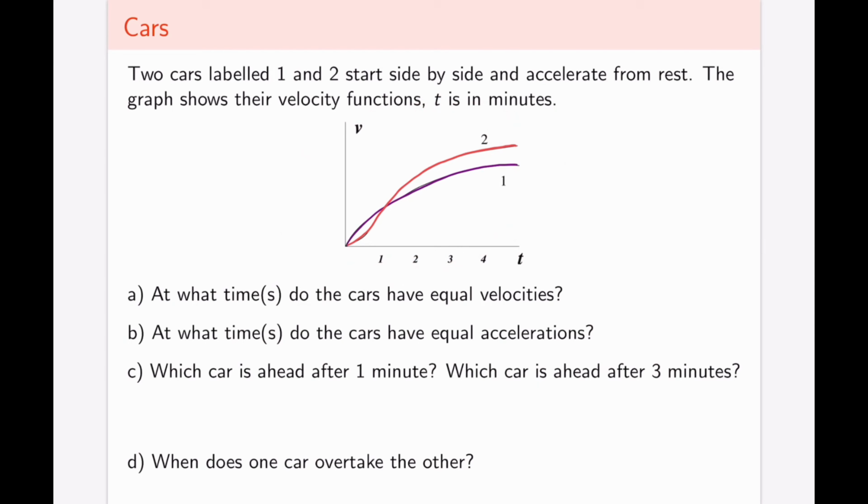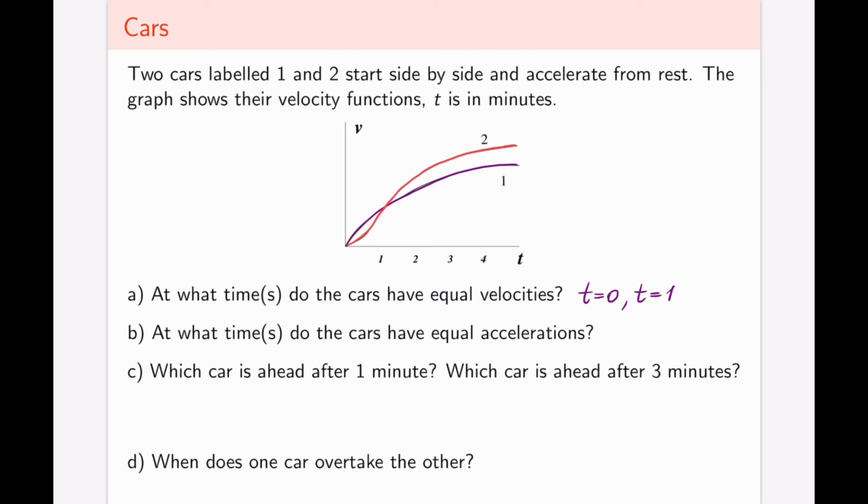First, at what time or times do the cars have equal velocities? Since this is a velocity graph, this question is easy because all we have to do is figure out when are the two graphs at the same point. When do they intersect? And we see two noticeable points of intersection here and here. So we can say that it's approximately at time equals 0 and time equals 1. I'm going to approximate this to be 1.